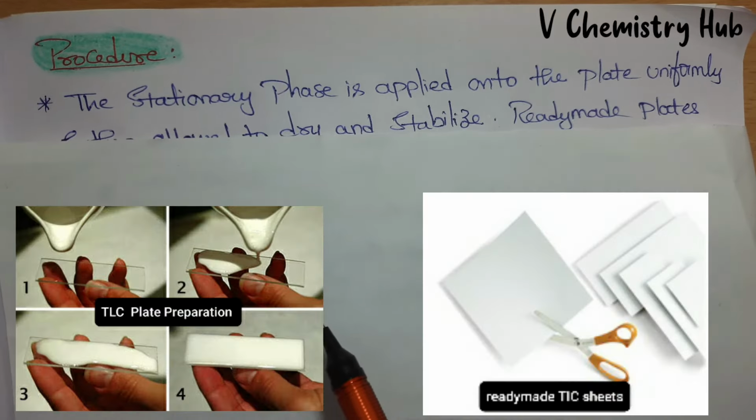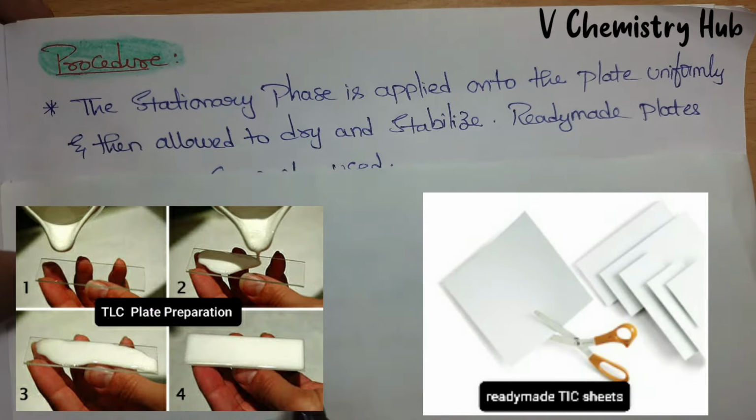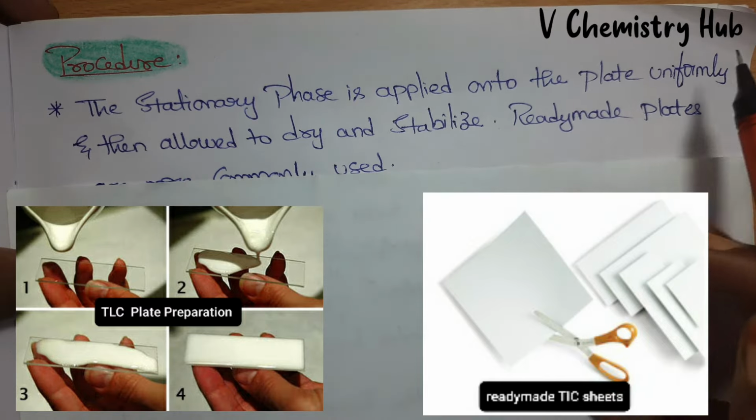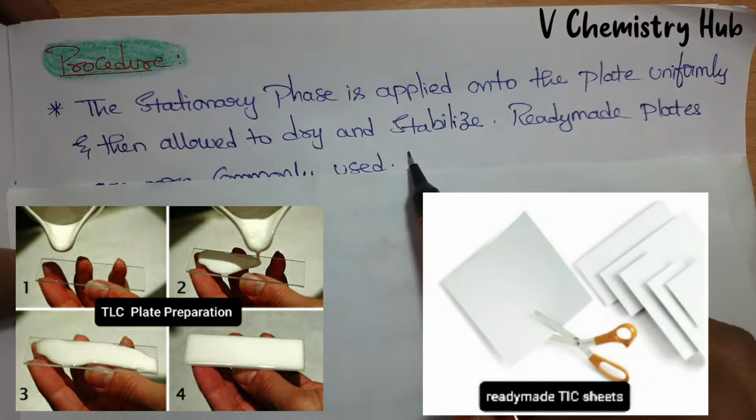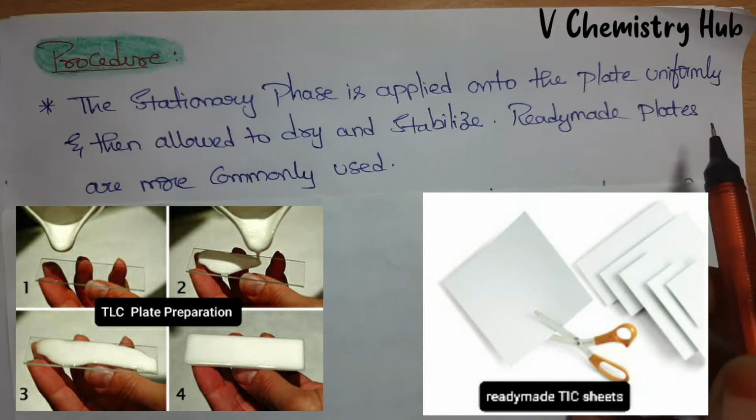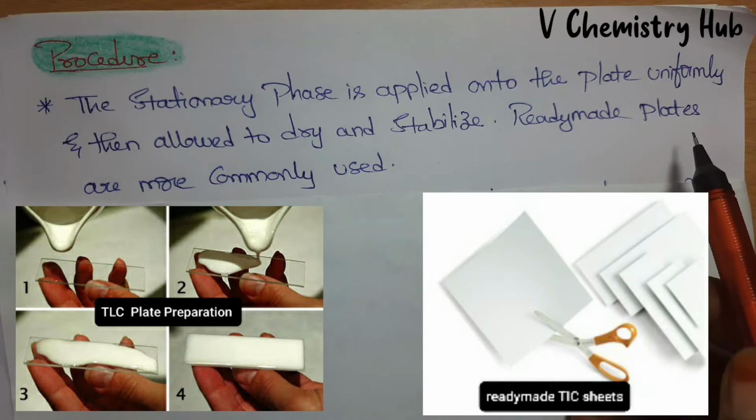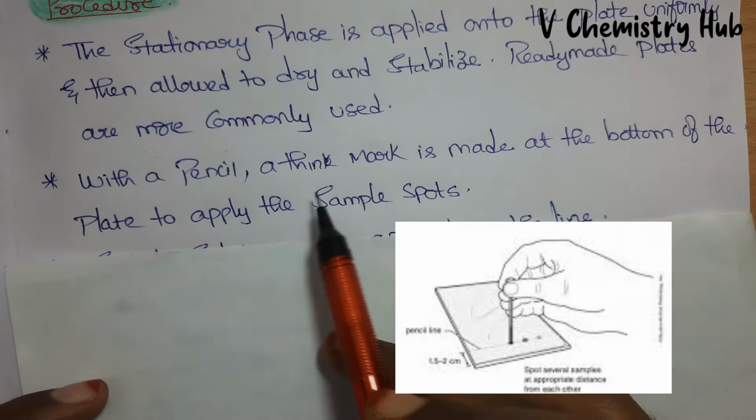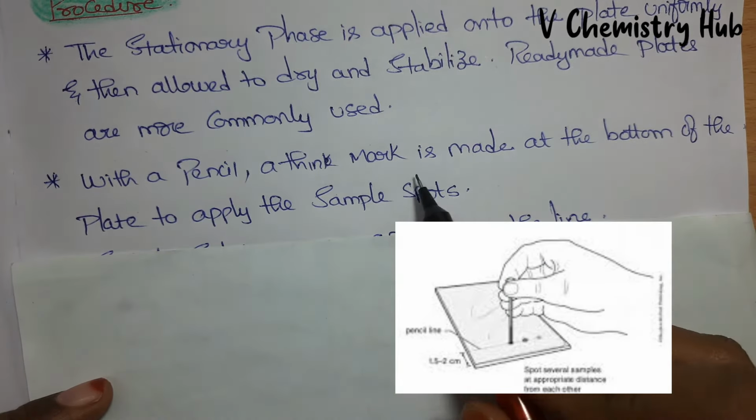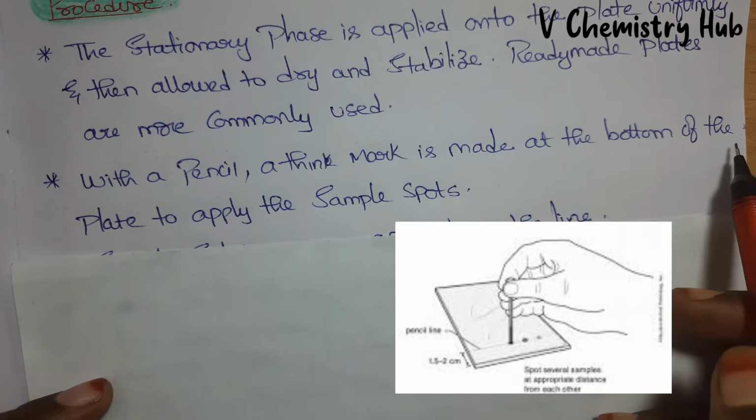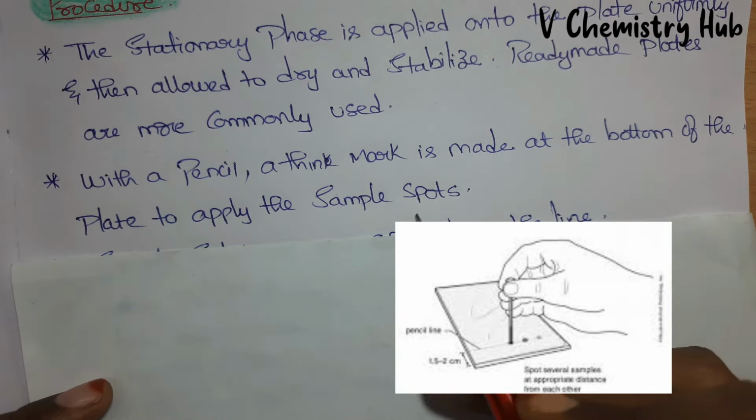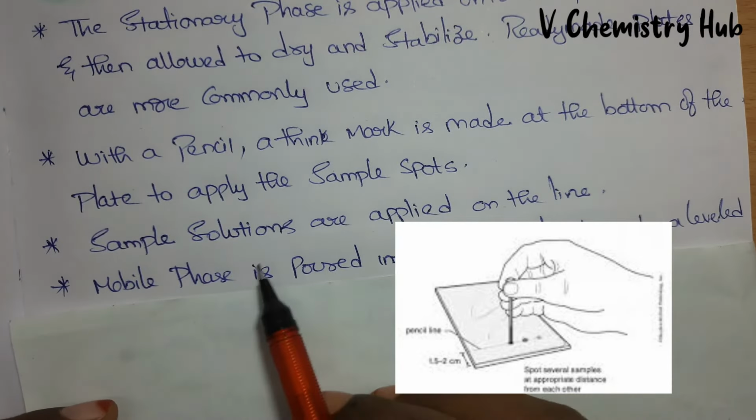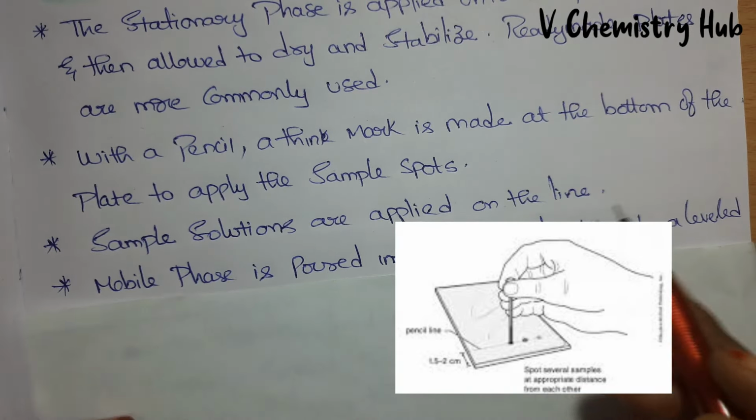Now coming to the procedure in TLC. The stationary phase is applied on the plate uniformly and then allowed to dry and stabilize. Nowadays ready-made plates are also more commonly used. With a pencil, a thin mark is made at the bottom of the plate to apply the sample spots, as in paper chromatography. Sample solutions are applied on the line.